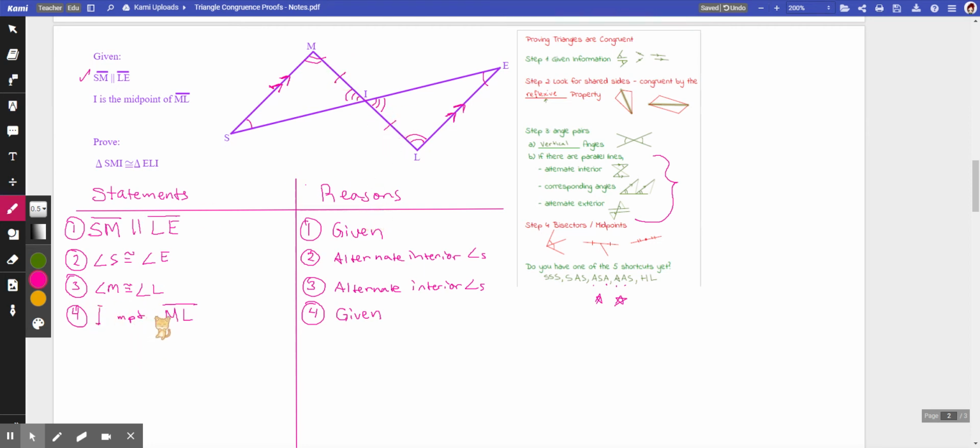So anytime I have the word midpoint, my next statement should be the names of those two pieces are congruent because of the definition of midpoint. So segment MI and segment IL are the two pieces. You could also write this as segment LI, which would be more accurate for what we're doing with the triangles, because this is a rotation. So really point M is mapping onto point L and corresponds to point L.